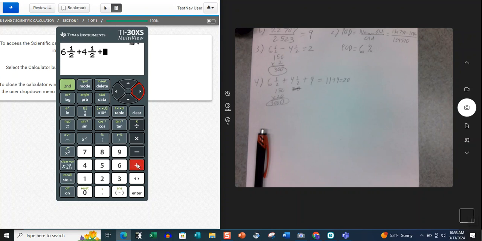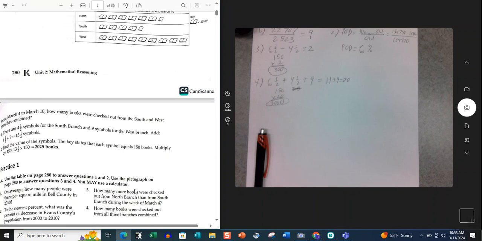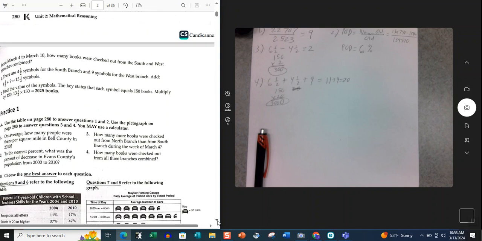Okay, then plus, and then it's supposed to be 9. So that's 20. Now we take 20 times the 150, and that gives us 3,000, which is what we have here. Okay, so now that took care of problems 1 through 4.